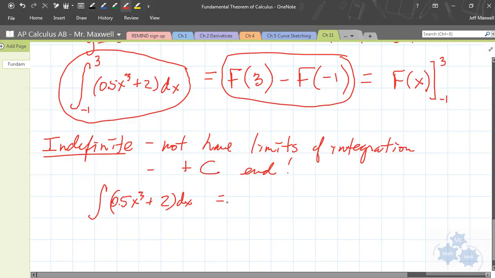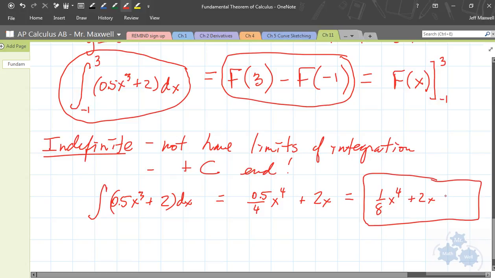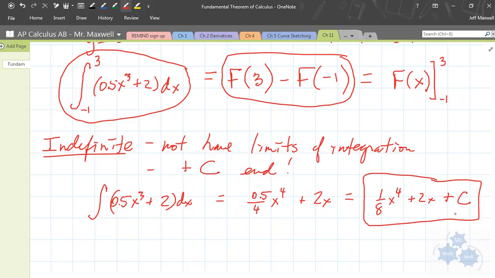So what does that equal? Well, we simply find the antiderivative of this function. We're asking for an indefinite integral, and so like we did here, it's 0.5 over 4 x to the fourth plus 2x, which simplifies to 1 over 8 x to the fourth plus 2x. And so there is your antiderivative plus c. You have to include that when it's an indefinite integral. Got it?